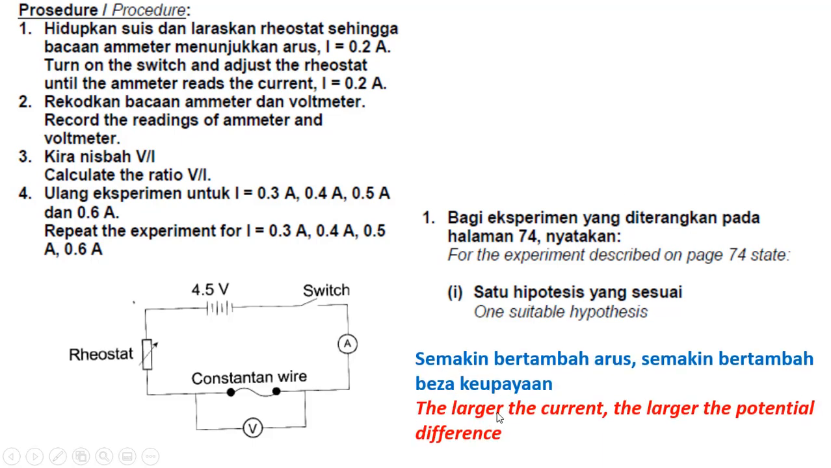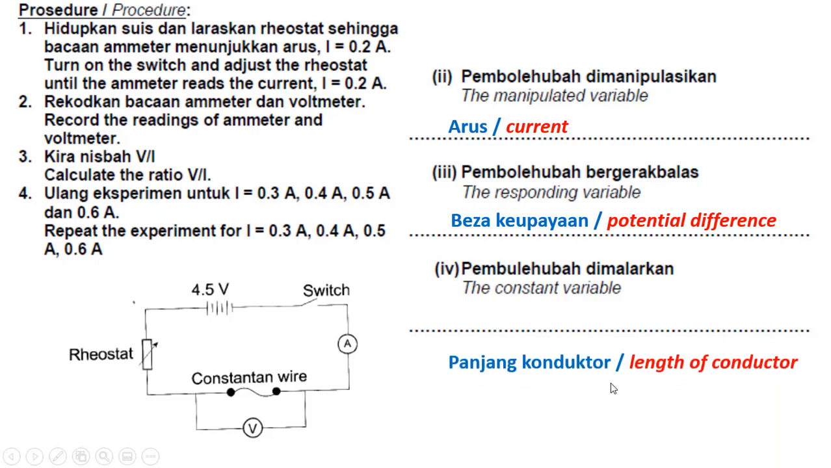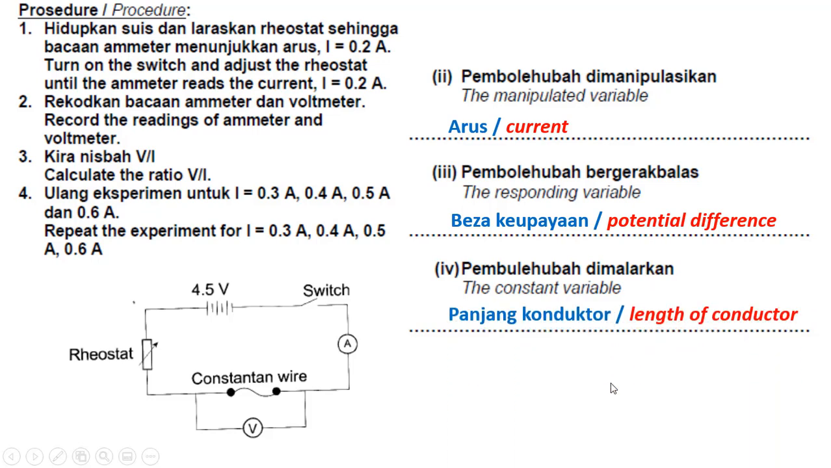We have discussed just now the hypothesis: the larger the current, the larger the potential difference. And what is the manipulated variable? It is easier for us to manipulate the current by using the rheostat. So current will become the manipulated variable. The responding variable will be either potential difference or resistance. And the constant variable is the length of the constant wire, the length of the conductor.